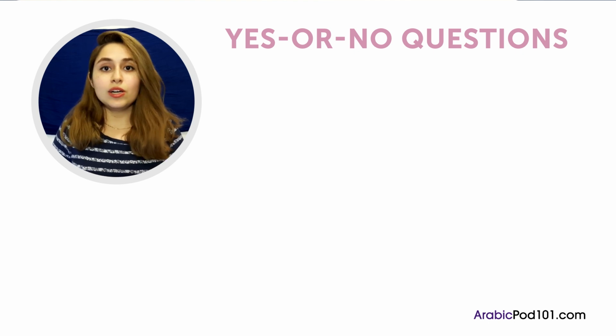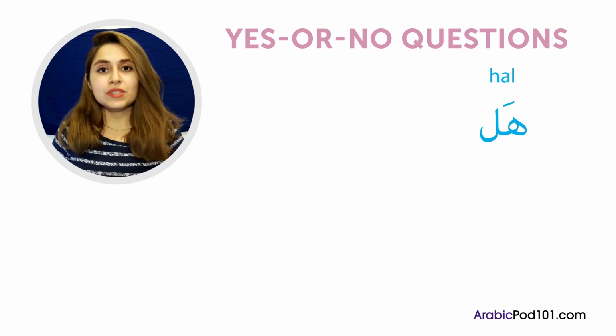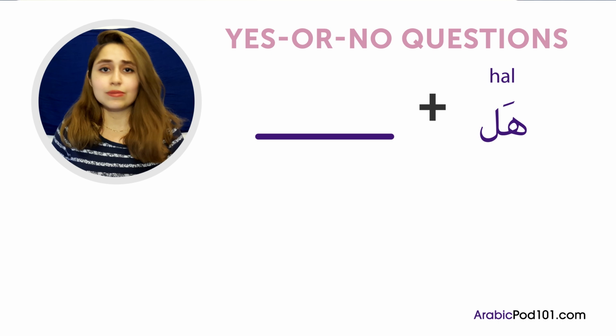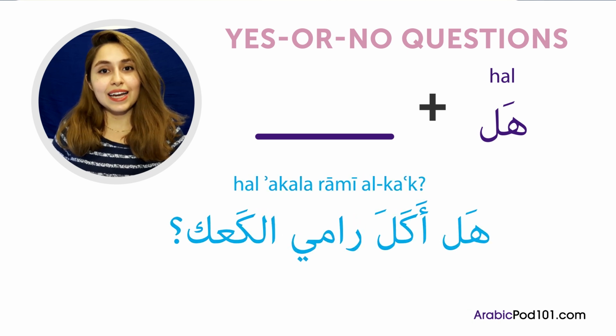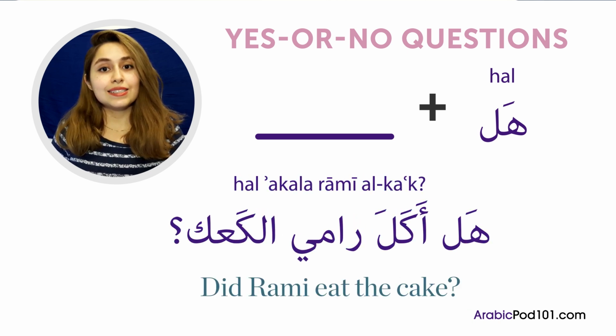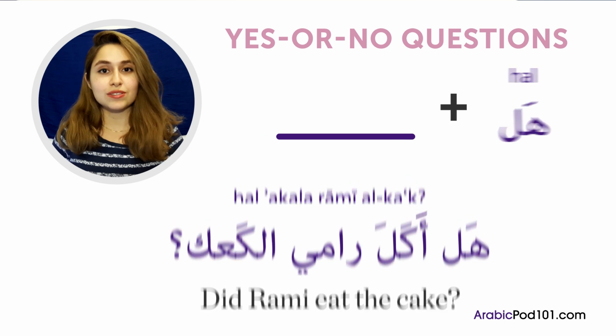In Modern Standard Arabic, we use the question word هل to ask yes or no questions. This structure is very easy. You add the word هل before the sentence that you want to ask about. That's it. For example, أكل رامي الكعك. Rami ate the cake. If we want to ask whether Rami ate the cake, what do you think we'll say? You're absolutely right. هل أكل رامي الكعك? Did Rami eat the cake? Pretty simple, right? Especially in comparison with English, where you have a different structure for questions.